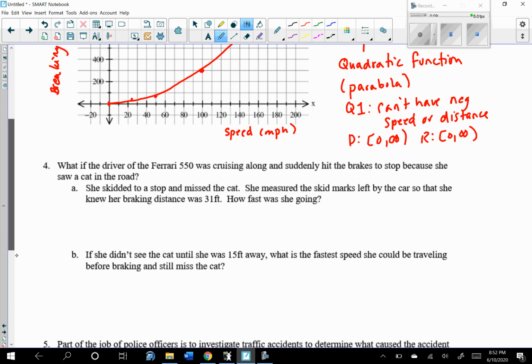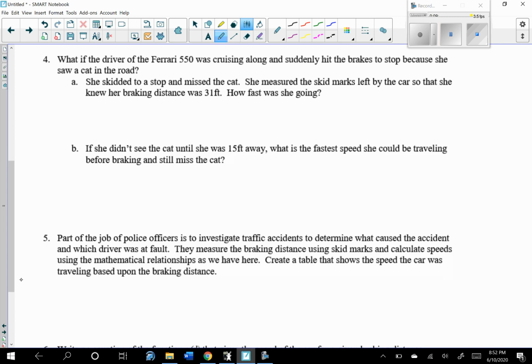So then question 4 says, what if the driver of the Ferrari 550 was cruising along and suddenly hits the brake to stop because she saw a cat in the road? She skidded to a stop and missed the cat. She measured the skid marks left by the car so that she knew her braking distance was 31 feet. How fast was she going? So now we are going to be plugging that 31 into our equation for d of s. We remember we have d of s equals 0.03 s squared. So now we're plugging 31 in for d of s: 31 equals 0.03 s squared. We're trying to solve for s.